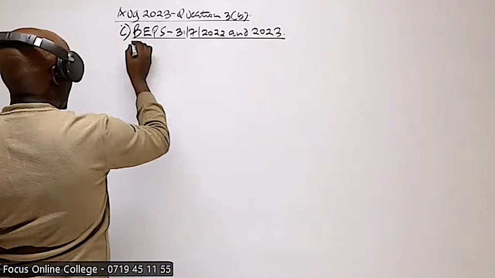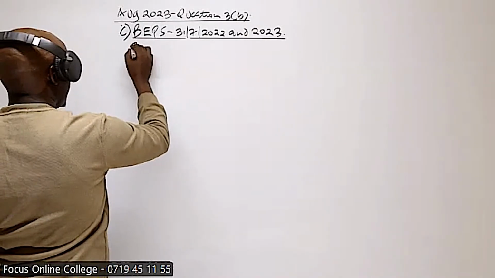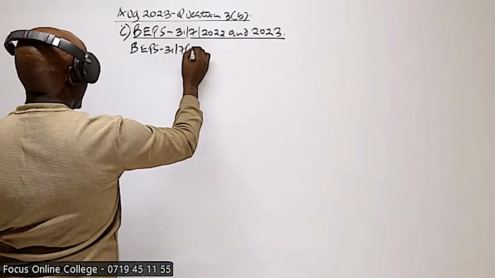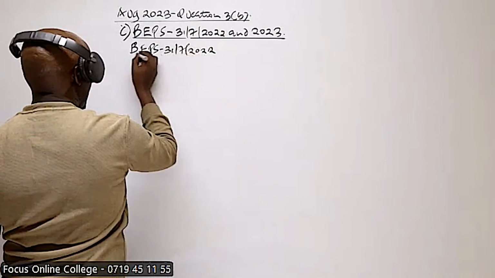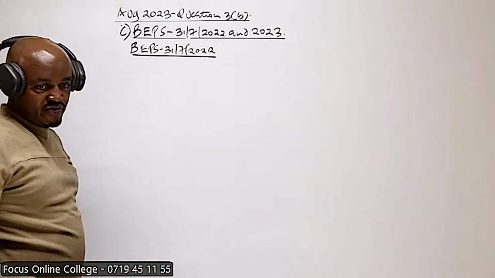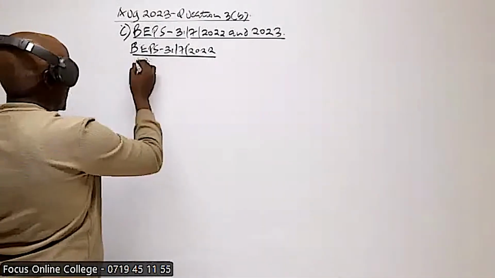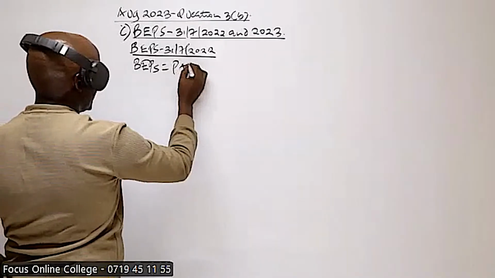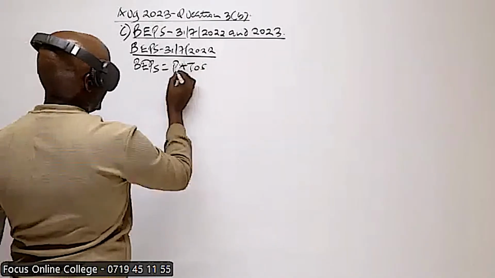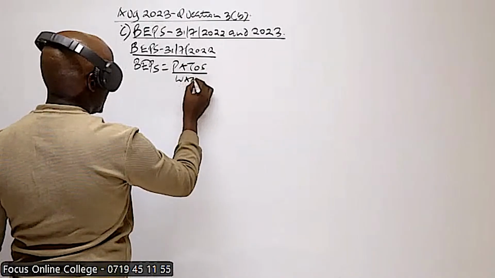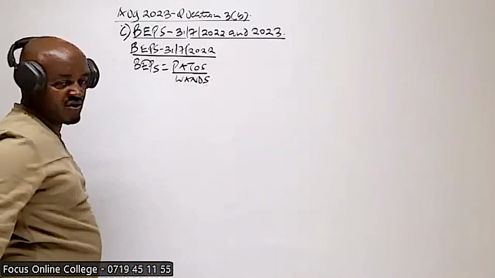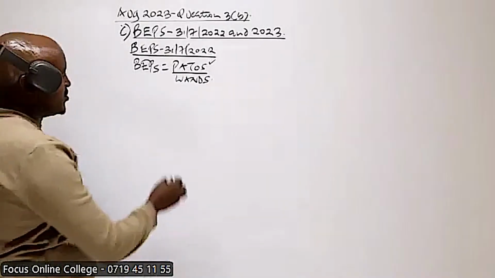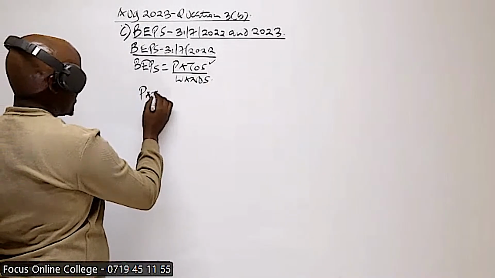The first thing we must remember is the formula of computing the basic earnings per share, which is basically the PATMI, profit attributable to ordinary shareholders, divided by the number of ordinary shares. And basically, I want us to start by computing this PATMI.